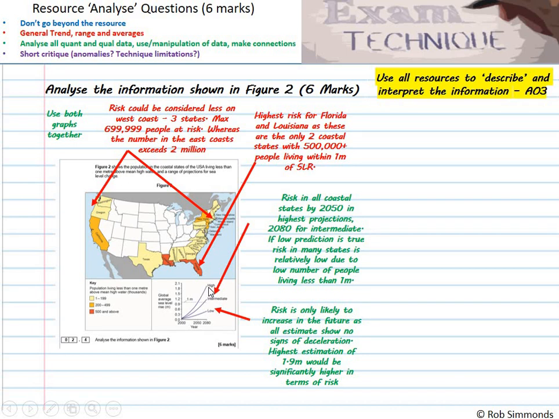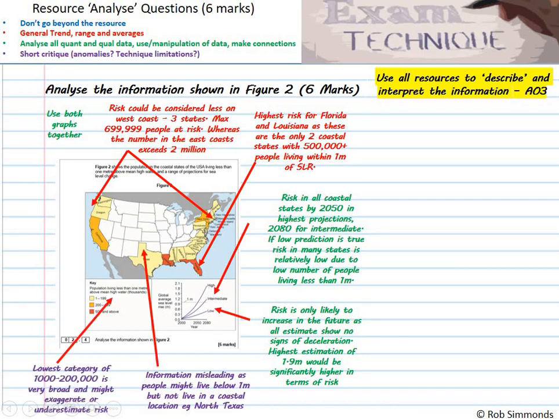Onto the critique, so purple comments. 2 critiques. Number 1, I think the key isn't overly great as these categories are quite large. The difference between 1,000 people and 199,000 people is significant. Therefore, it's very difficult to actually ascertain risk. Equally, if we're saying that this is a number of people who live within 1 metre of sea level, it might be that they live very far inland in the state and not on the coastal zone, and therefore aren't actually at risk.